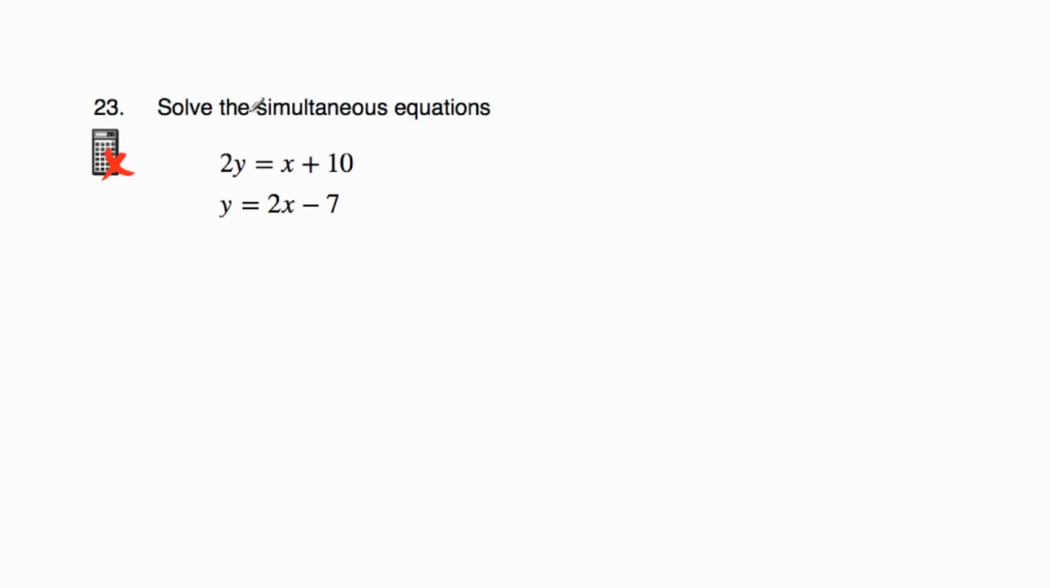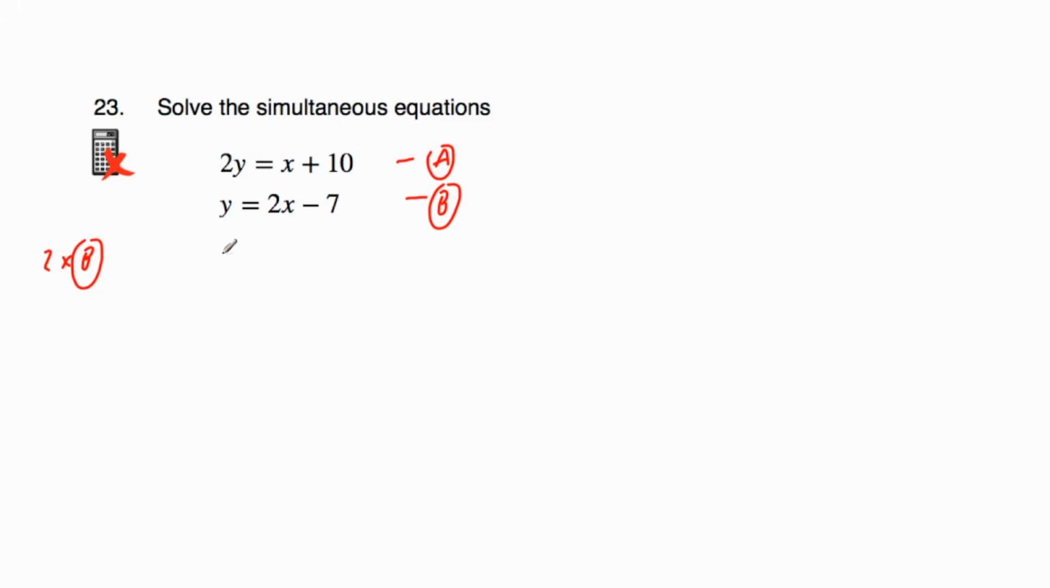So question number 23 says, solve the simultaneous equations 2y equals x plus 10 and y equals 2x minus 7. So let's call them equation A and equation B to begin with. Now, we've got 2y here and y, so if we multiply equation B by 2, we'll get 2y as well. And that'll be quite useful because if we had 2y and 2y, we can take them away to get 0. So let's do 2 times B and see what we get.